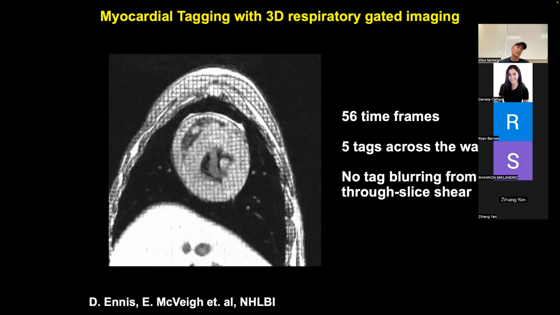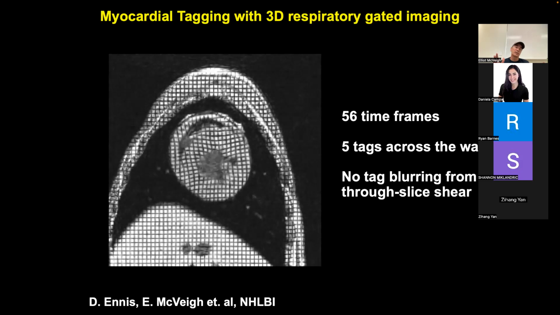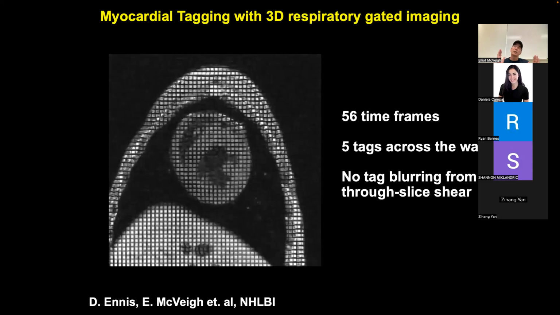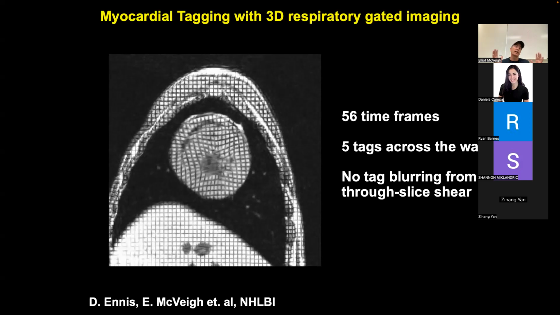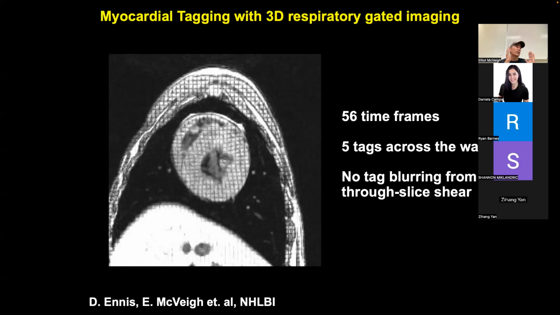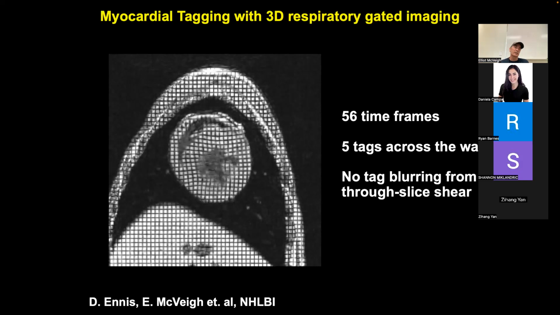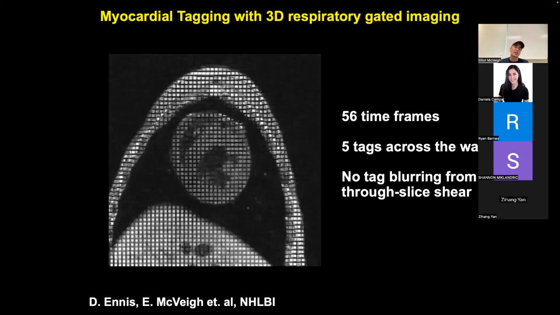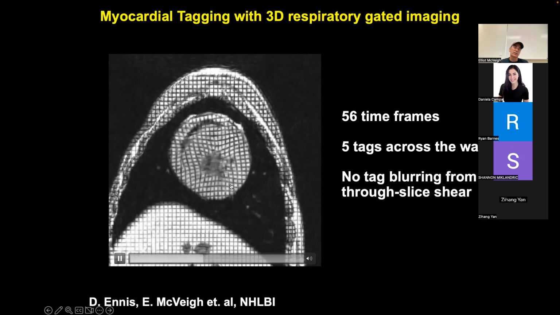And the way you get these reproducible scans is we actually triggered not only to the EKG, but we had a ventilator and we triggered to that as well. And so everything happened at the same vent phase as well as EKG phase. And so you could just average and get these remarkable high resolution pictures of myocardial deformation.